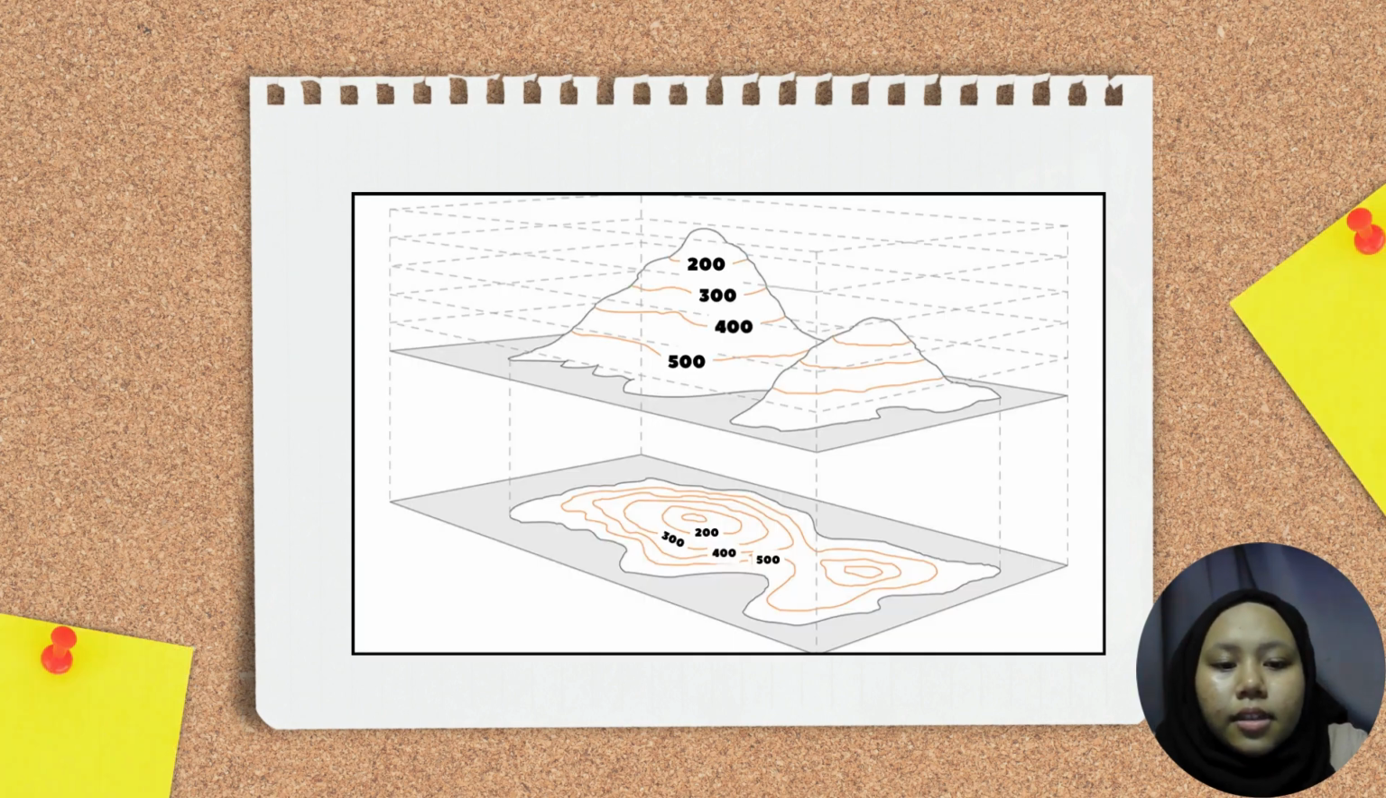Okay, so this is the figure that we can understand about elevation of contour. So we have 230, 150, and so on.